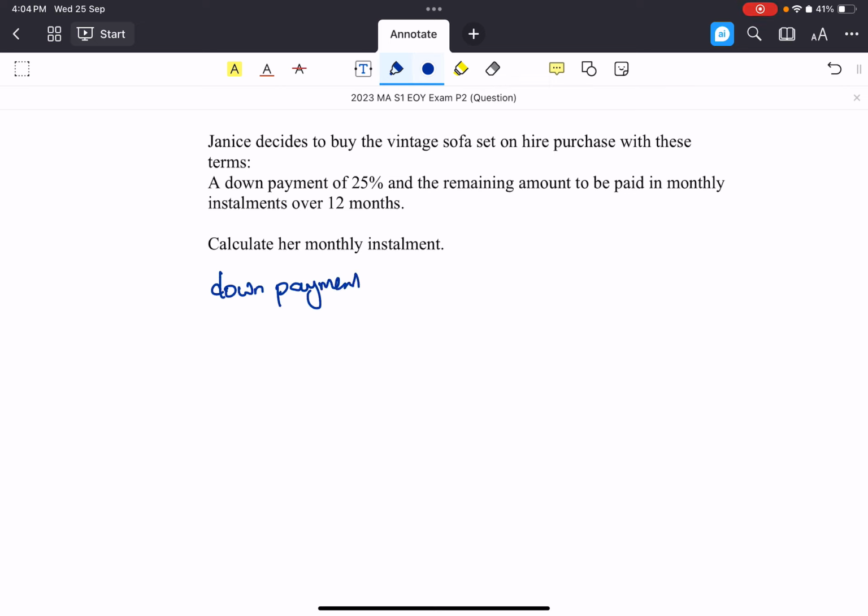It's just 25% times the price, right? So 25 over 100 multiplied by the price to be paid, which is 8856. This will give us 2214, right?